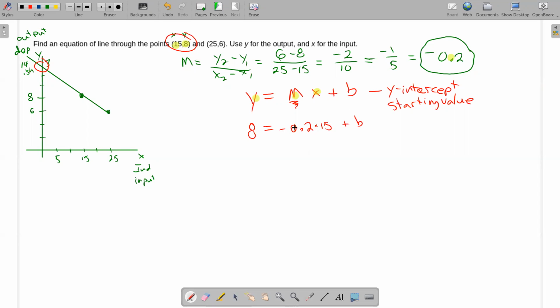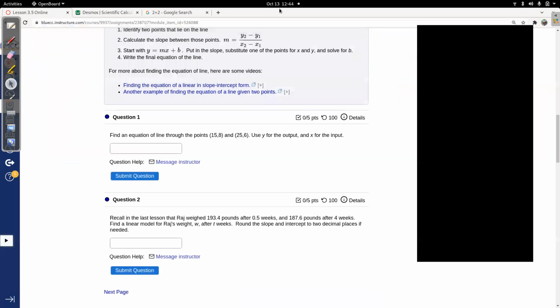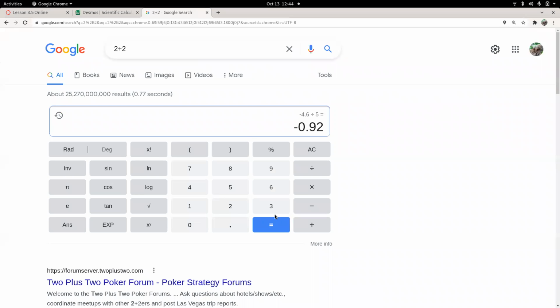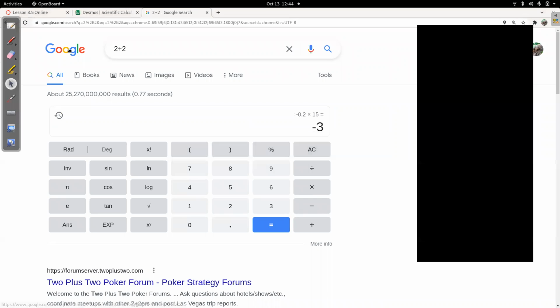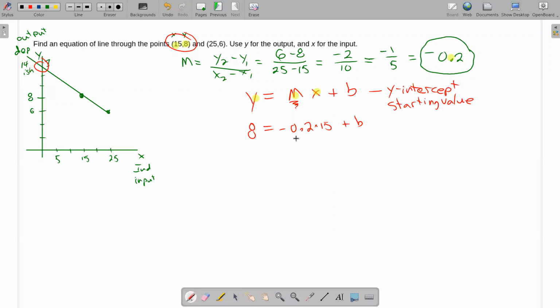So to find b, I've got to do my multiplication. What's negative 0.2 times 15? I'm guessing it's negative 3, but a calculator is a good idea. Negative 0.2 times 15. Hey, I got it right. Cool. My day is getting better. All right, so that comes out to be negative 3.